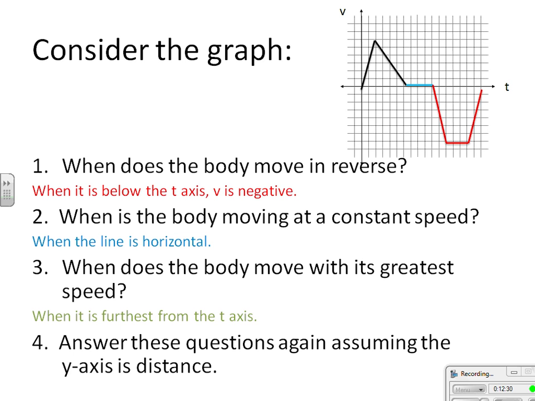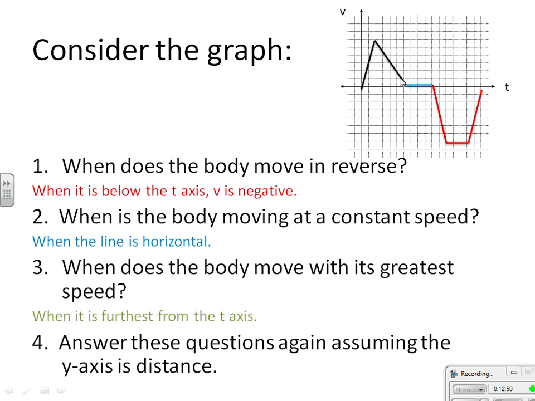When does the body move with its greatest speed? Okay, so again, we're still thinking of the y-axis as distance. Greatest speed means the largest slope. So you're going to look at how steep these lines are. So this one we said had a slope of 3. We could look at this one and see what its slope is. Speed, so I don't care about the negative sign, even though the slope, of course, is negative here.